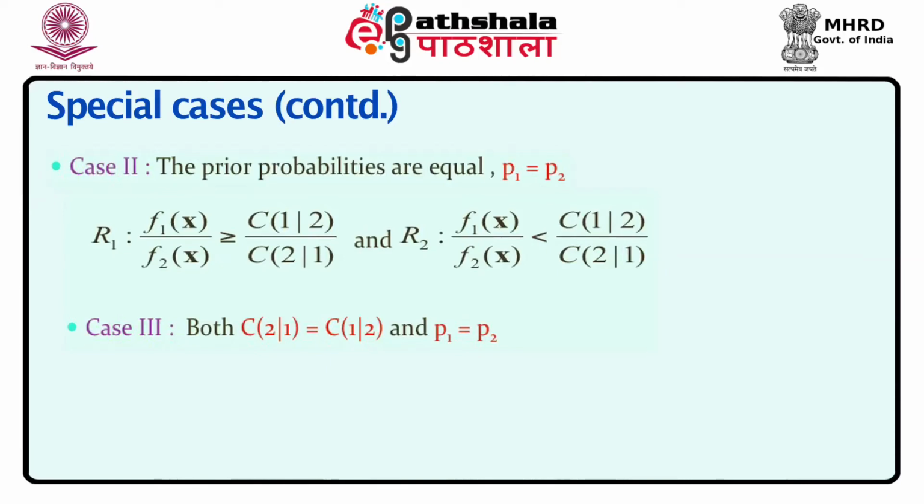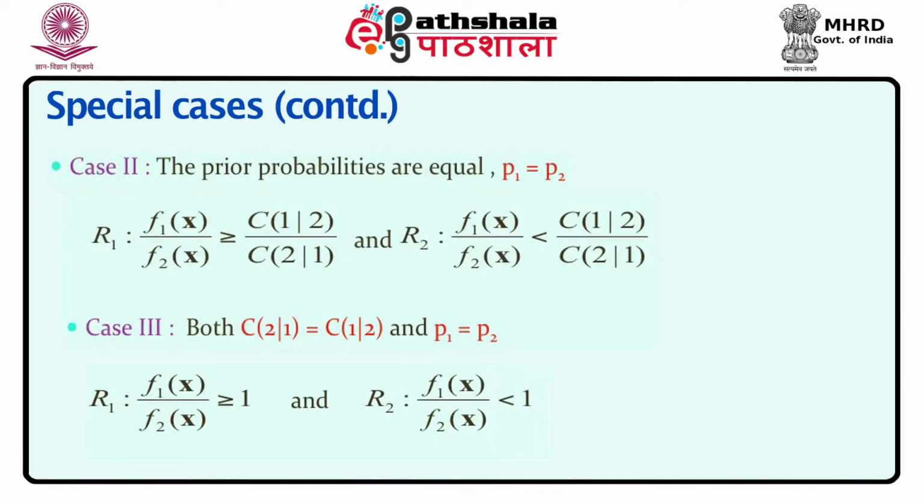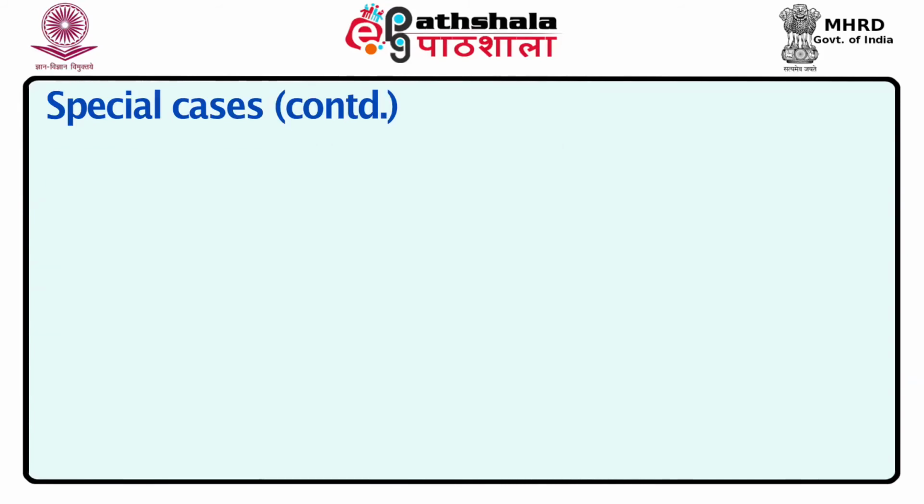A third is the case of both costs and prior probabilities being equal. It simply reduces to the ratio being greater than or less than 1. So if it's greater than or equal to 1, you place in the first group. If it's less than 1, you place in the second group. So this all comes out as special cases of the ECM minimization. Now let's look at a very simple example.